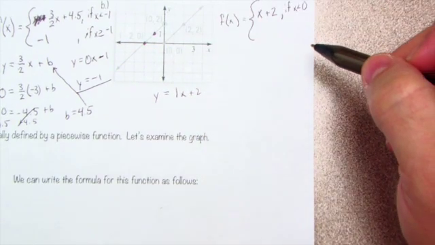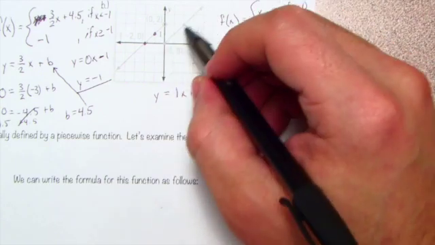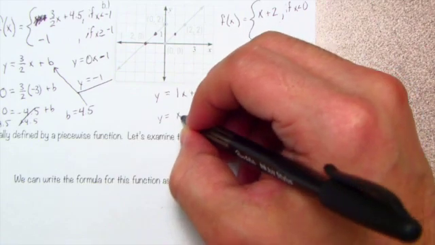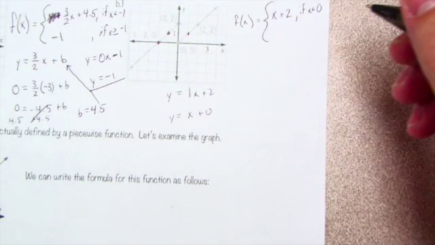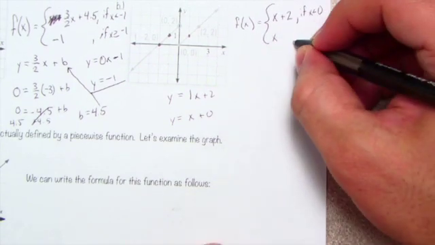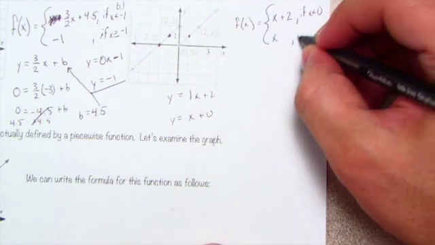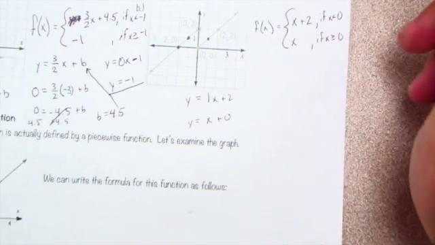Okay. The other one starts here and goes up. It does have the same slope, so my second function will be the same slope, but it starts at 0. So plus 0, or just y equals x. So the second one would just be x, and then it goes with x if x is greater than or equal to 0. And that's it.